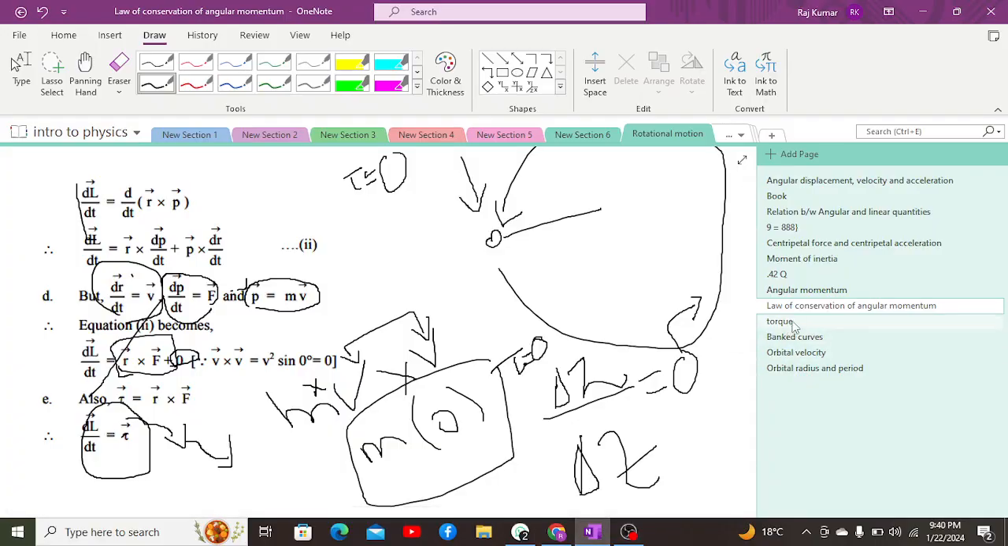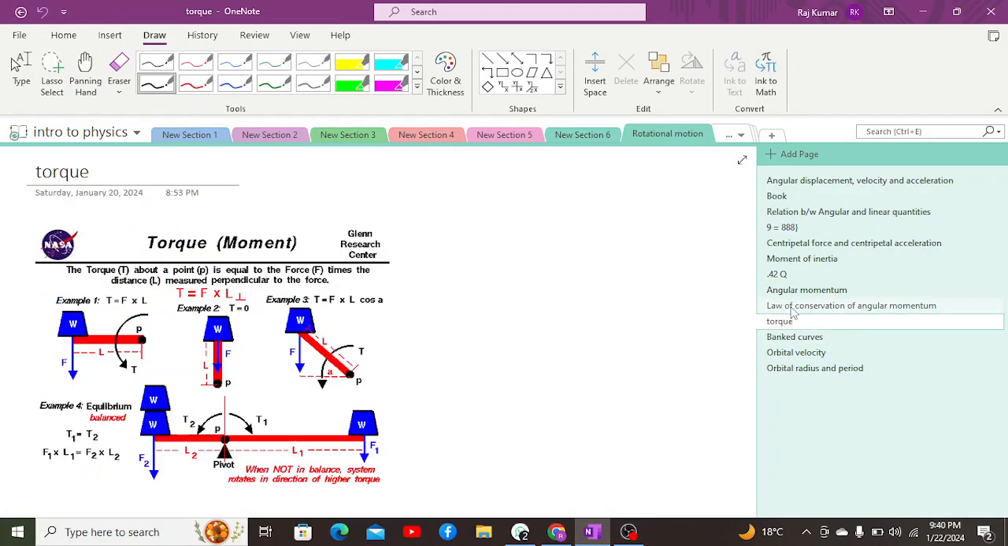After which we are supposed to discuss a few concepts about what torque is. Torque is basically moment of force. What does that mean? Whenever a force is applied on an object at a perpendicular distance from the axis of rotation of that object, that force which produces a turning effect is known as torque.